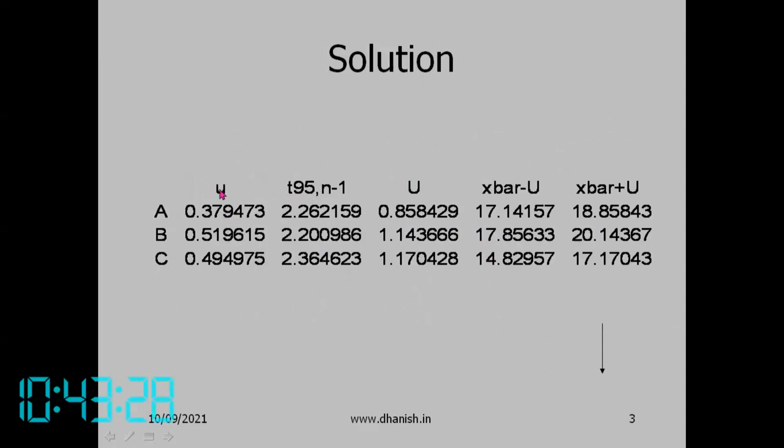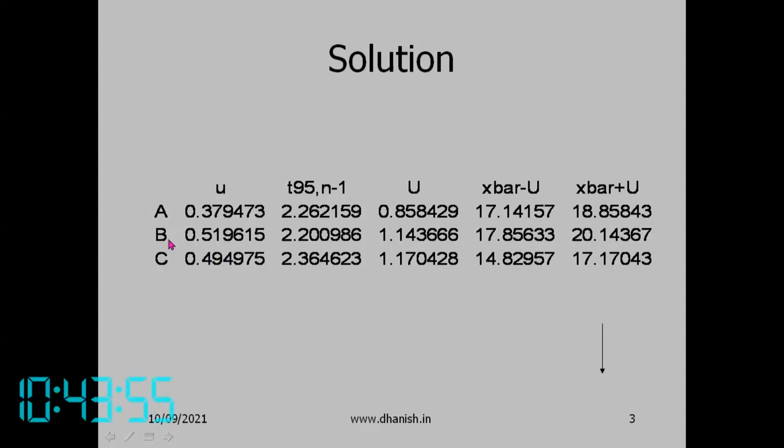Then the expanded uncertainty is standard uncertainty times coverage factor. So all that we determined. Then x bar minus U, this is the lower coverage interval. X bar plus U, this is the upper coverage interval. Now for A, the lower coverage is 17.14, upper coverage interval is 18.85.